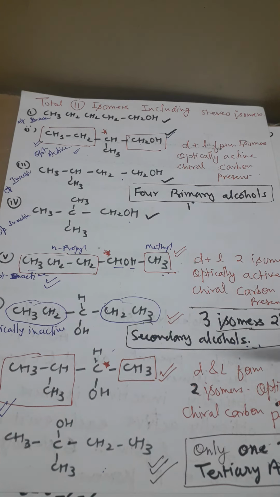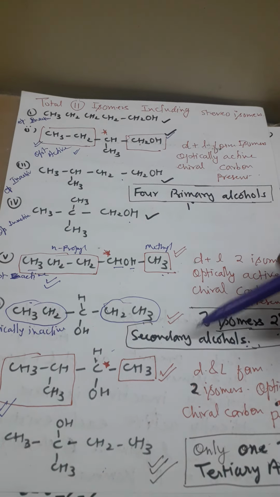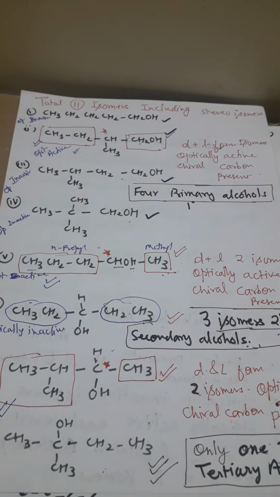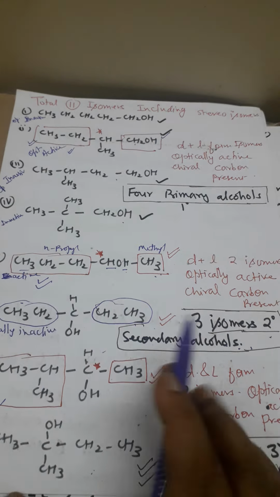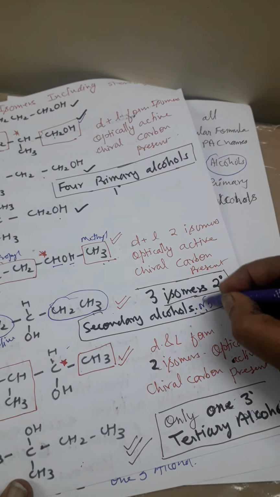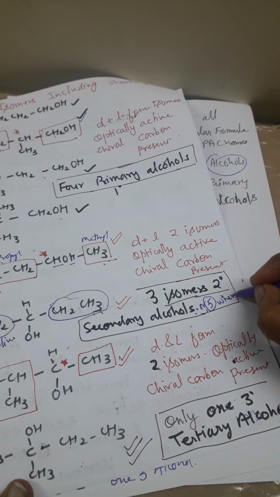Simple. If we consider the D and L form, then for the secondary alcohol, 3 isomers, so 2 to 4 and 1, 5. At that time 5 isomers are secondary alcohol. So they are asking very tricky questions. Be careful and then write it down. If I include this, you have to add 1 and 1, 4, or 5 when stereoisomers are also concerned.